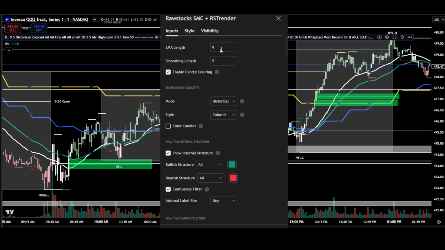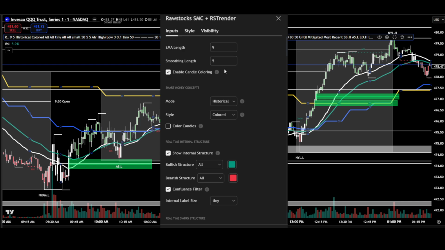I don't mess with the EMA length and the smoothing. If you want it more smooth, you can change the smoothing length up higher. The higher you go, the more it's going to smooth. I had to make some adjustments with the coding because when I did the smoothing, it was actually changing where the EMA was being displayed, which was skewing the candle coloring. So I figured out how to get it to smooth without actually adjusting the EMAs themselves.